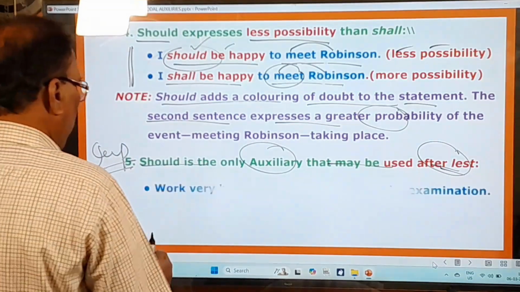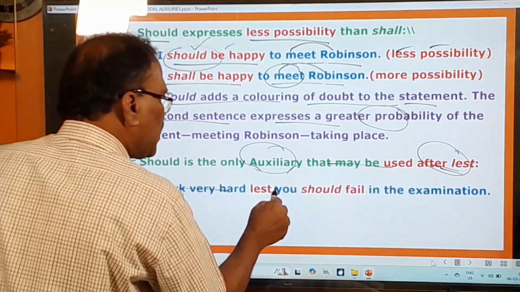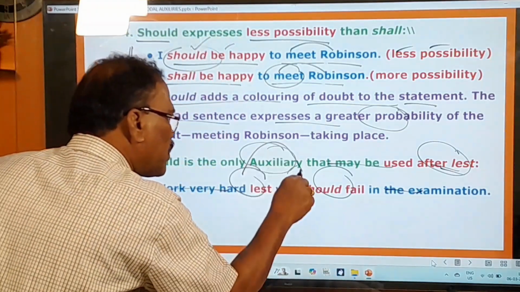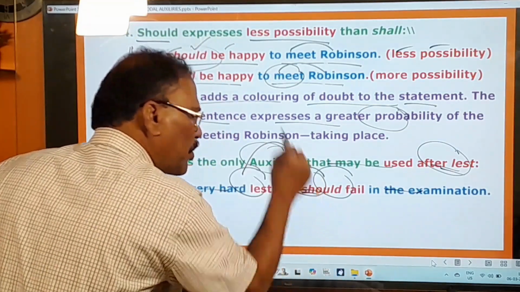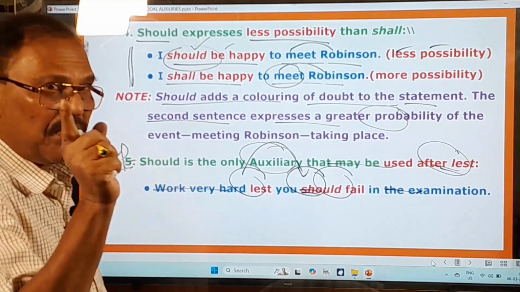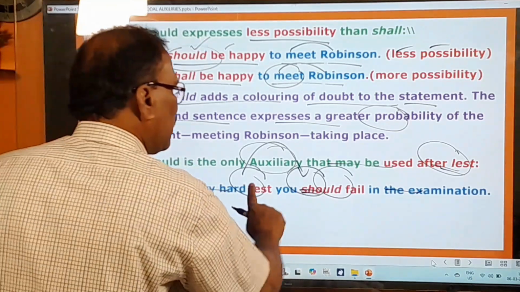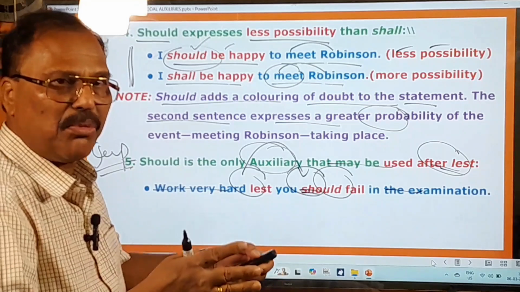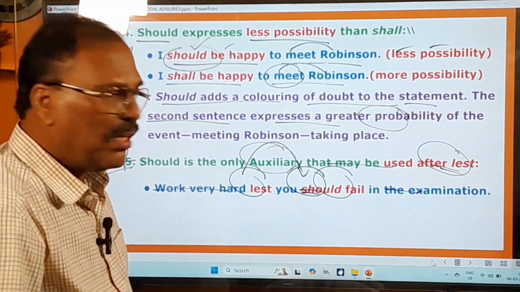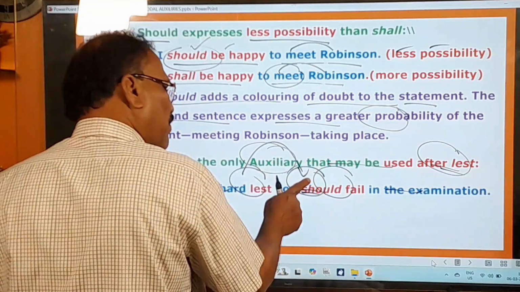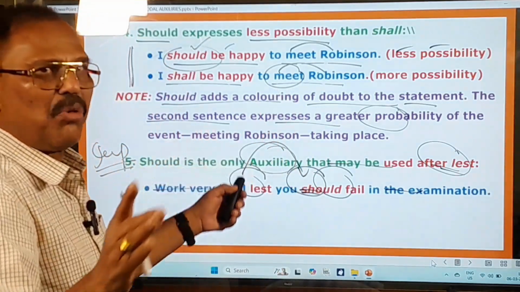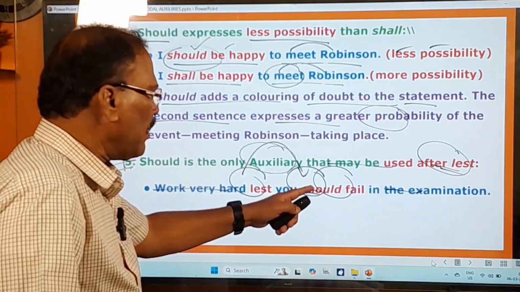Okay, and here you pay attention. Work very hard lest you should fail in the examination. See, after this lest you must use only the modal auxiliary should. So in your DS examination, after lest some blank is given, and you are asked to fill in the blank with suitable modal auxiliary. Then what do you do? You make use of only this should, the modal auxiliary, and no other modal auxiliary will fit in this blank, only should.